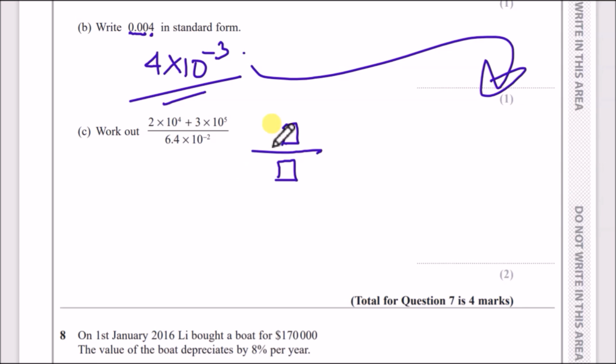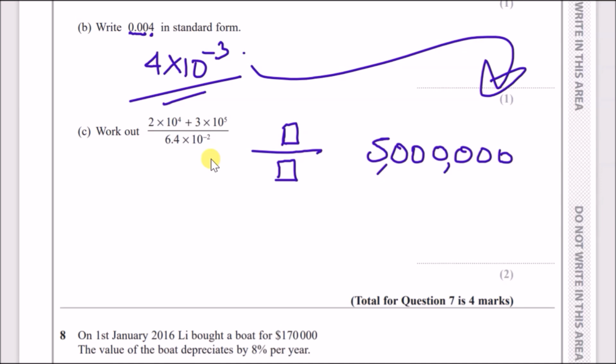Again, all of this is going to be in the top half of the fraction. And on the bottom half, 6.4 times 10 to the power of negative 2. And you just get an answer, which on my calculator reads 5 million. So you should get an answer of 5 million.